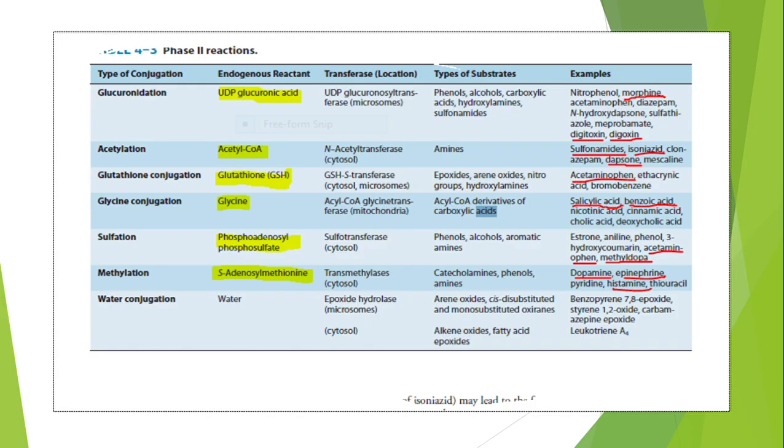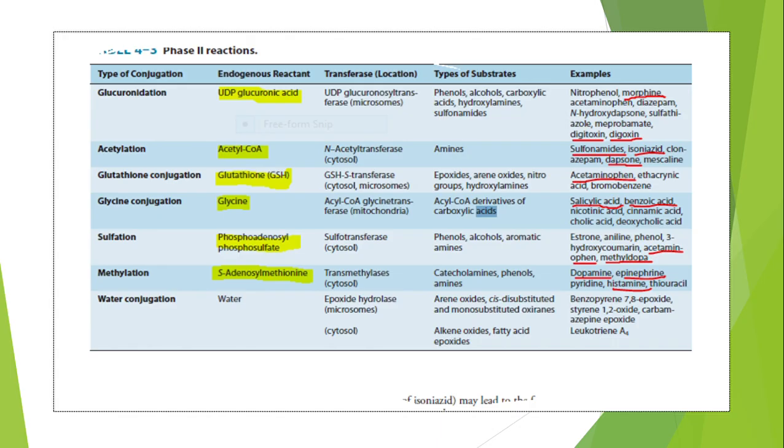Then water conjugation: the endogenous reactant is water. The transferase is epoxide hydrolase, in microsomes and cytosol. In microsomes, the substrates are arene oxides, cis-disubstituted and monosubstituted oxiranes. Examples are benzopyrene 7,8-epoxide, styrene 1,2-oxide, carbamazepine epoxide. In cytosol, the substrates are alkene oxides and fatty acid epoxides. An example is leukotriene A4. You can go through different books to learn more about phase 1 and phase 2 reactions.